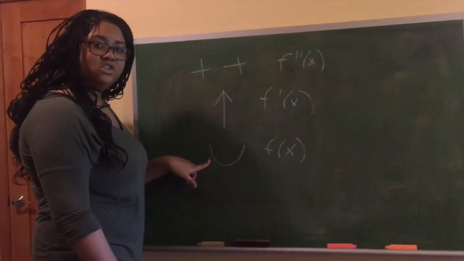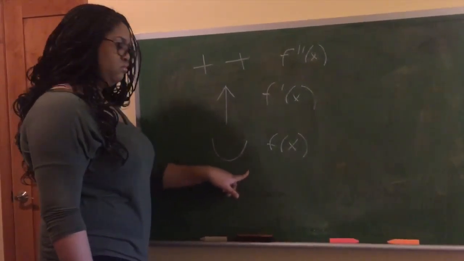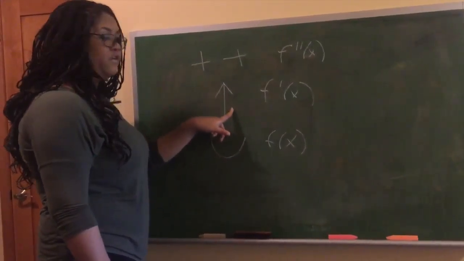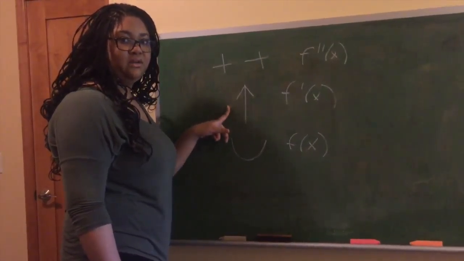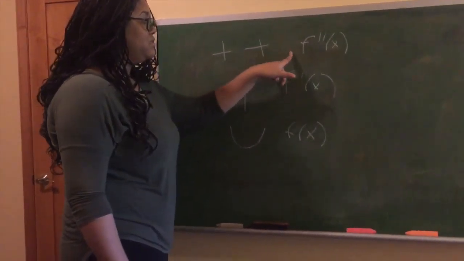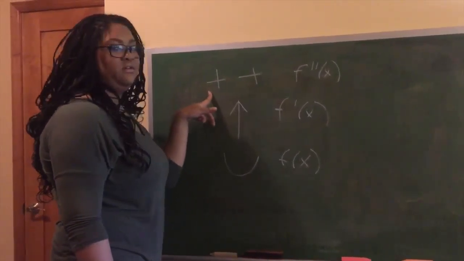So where the position function is concave up, like a smiley face, the first derivative is going to be increasing, and therefore the second derivative is going to be positive.